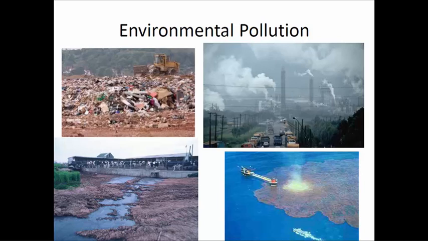Bottom right is the Deepwater Horizon oil spill that happened in the Gulf of Mexico. And this is an example of how environmental pollution can happen even when we think something is supposed to be working safely. There were a lot of different people involved in this project, and somewhere along the line, the engineering went wrong, and the spill happened.